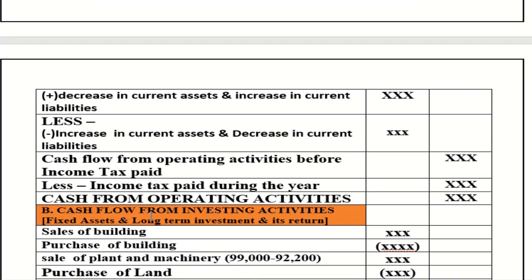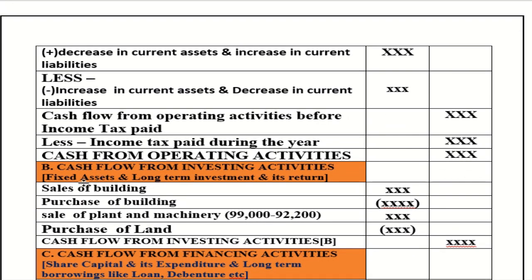My dear students, while calculating cash flow from investing activities, you have to see fixed assets and long-term investments and their return in the balance sheet. Fixed assets like machinery, land, building, long-term investments, and their return, which is dividend received or interest received. Only those you have to consider while preparing the cash flow from investing activities. Sale of a building is an inflow, purchase of a building is an outflow, like examples. Just calculate it, and then you will get the cash flow from investing activities. We'll call it B.